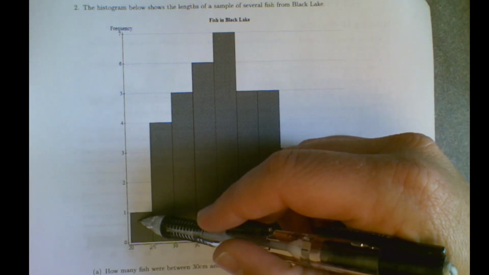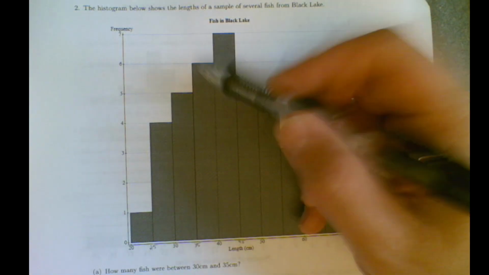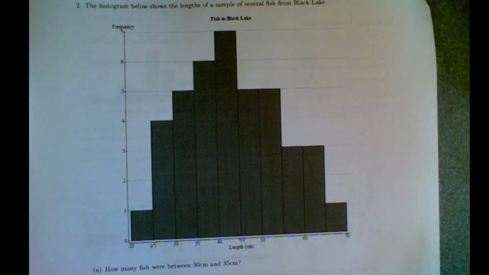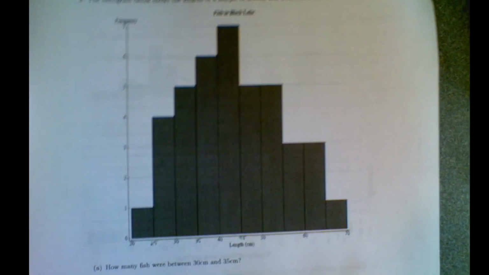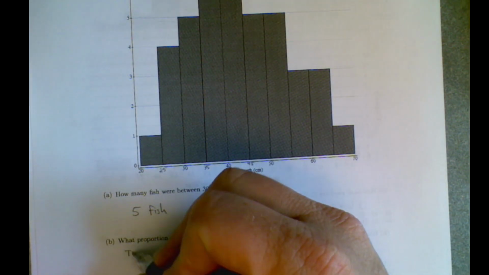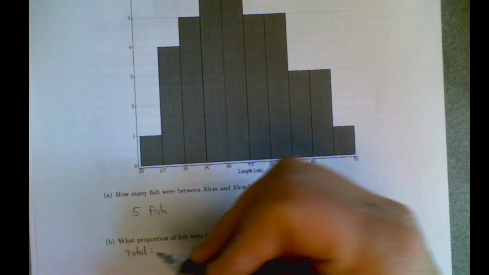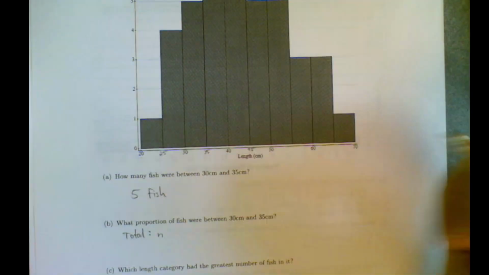Part B asks, what proportion of fish were between 30 and 35 centimeters? So we know the number of fish was 5. The question is, what's the proportion, or what's the percentage of fish that were between 30 and 35 centimeters? To get that number, I think we would have to count up the total number of fish in our sample. So we know that there was 1 fish here, and 4 fish there, and 5, and 6. This is the same kind of thing as the example that we just saw on the previous page. We would say 1 plus 4 plus 5 plus 6 plus 7, etc. So the total, I'm just going to call this the total. The symbol that we use for the total usually is a lowercase n for our sample size.